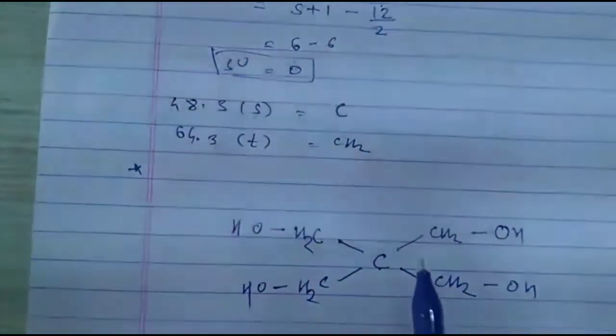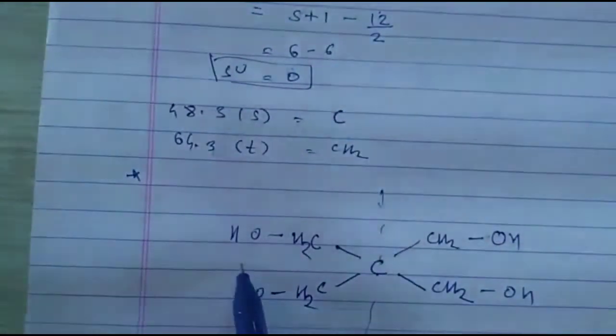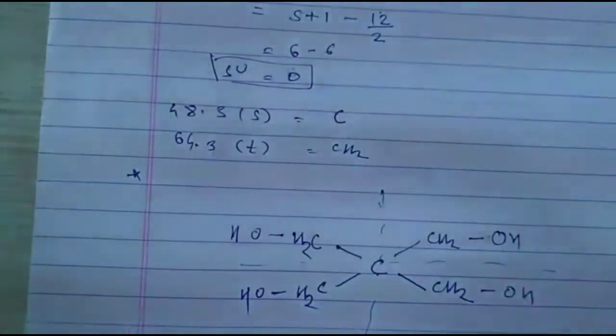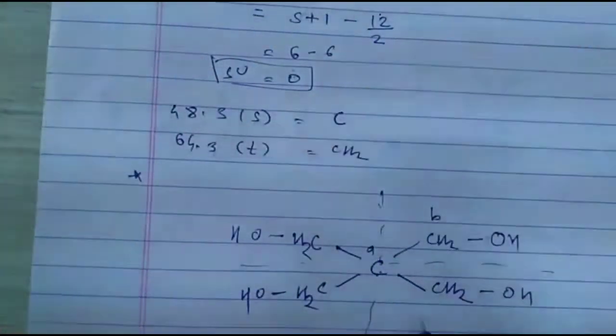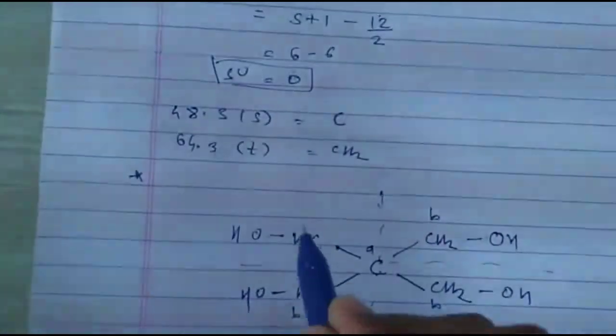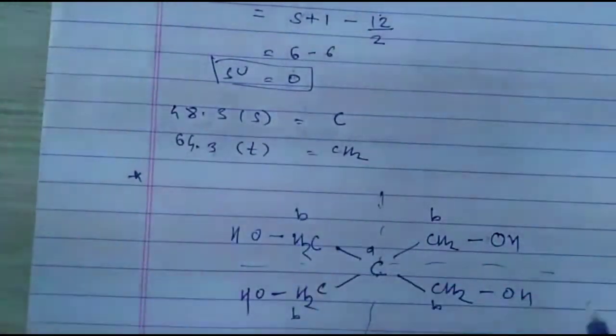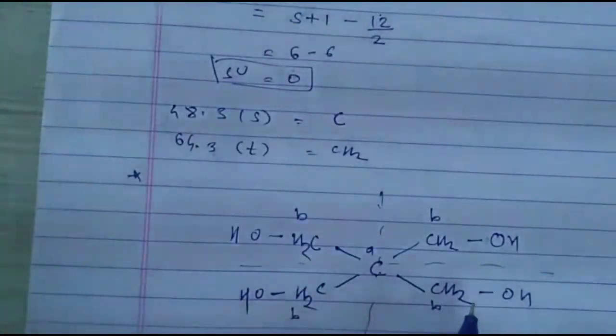The structure is symmetrical. If you draw the plane of symmetry like this, and also like this, what happens? This carbon shows A type of signal, and all this CH2 carbon shows the B type of signal. That means they give only 2 types of signals. This is the structure of this molecule. This is a symmetrical molecule.